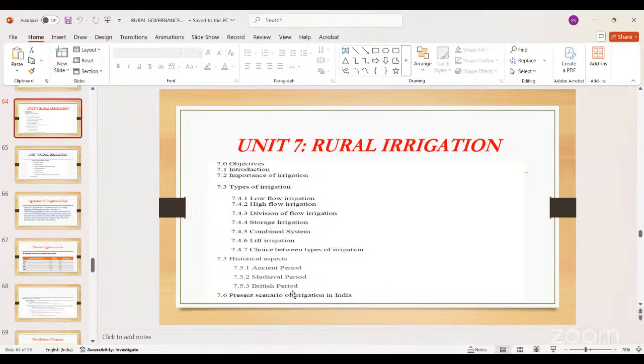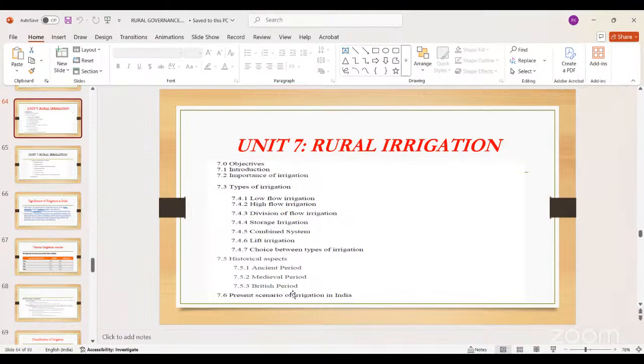Okay. So in this background, the government of India has launched several irrigation management plans, and they are focusing on demand side water management as well.